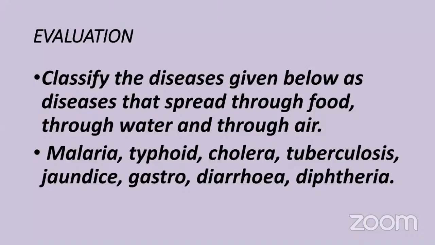Now read the fourth disease. What is it? Try, I will help you out. It is tuberculosis. And how is it spread? Tuberculosis is spread by air. Fifth one is jaundice. Jaundice also spreads through water.